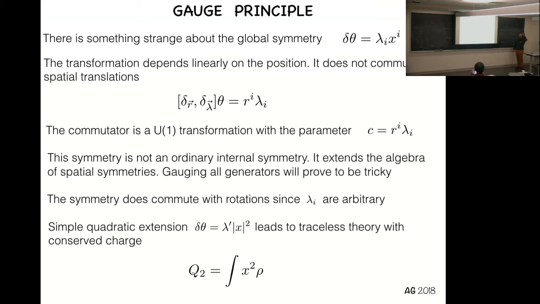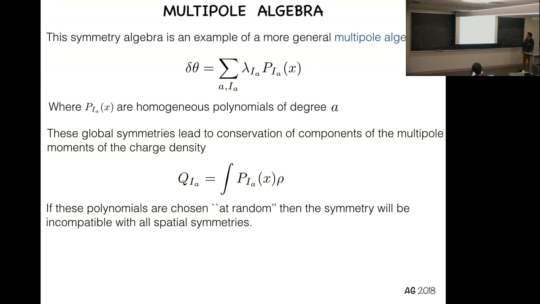So this raises a question. How far can we go? We can take linear polynomials, quadratic polynomials, cubic polynomials, any polynomials. Well, the most general thing that I could think of is you just say that theta can be shifted by a linear combination of certain homogeneous polynomials.